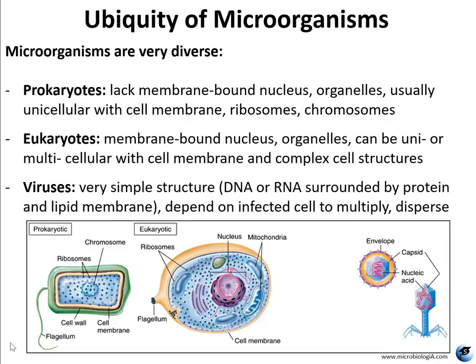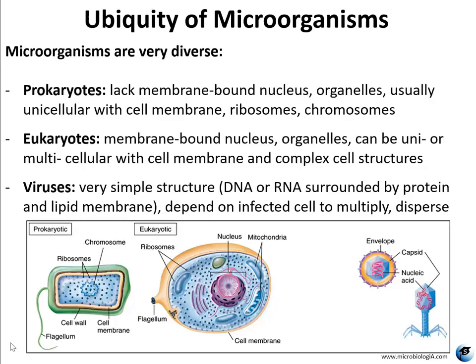Microorganisms are ubiquitous throughout the environment, which means that they are found everywhere. One characteristic of microorganisms that contributes to their ubiquity is the fact that they are very diverse. There are three major classes of microorganisms, which are prokaryotes, eukaryotes, and viruses. Prokaryotes are rather simple in their structure. They lack membrane-bound nuclei. They don't have organelles. Usually they are unicellular. They do have a cell membrane and ribosomes and chromosomes.